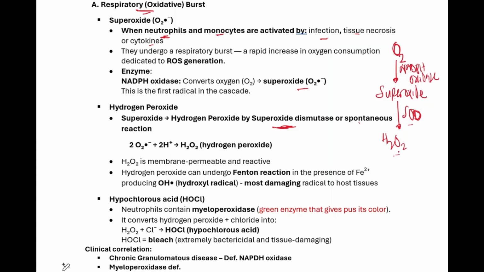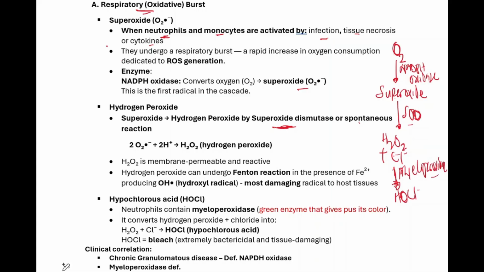And this hydrogen peroxide now, we're going to add chloride to it, right? And once you add chloride to it, guess what you're going to form? Bleach. And then guess what this bleach is going to do? This bleach is going to bleach and kill the bacteria. And the enzyme that is involved in this reaction, whereby we're adding chloride to hydrogen peroxide to form bleach, is myeloperoxidase.